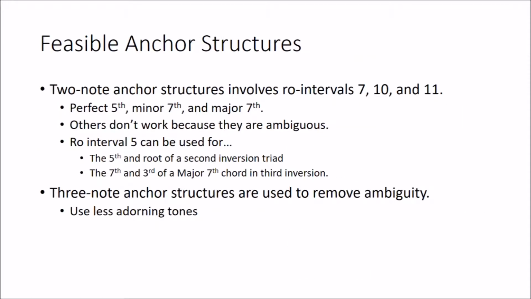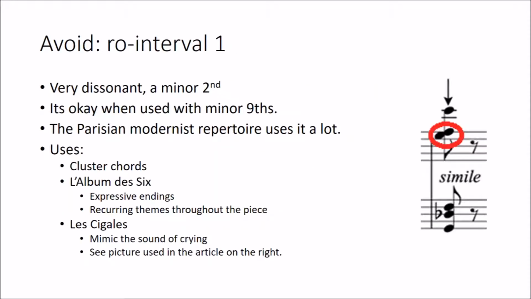You can use a third anchor note if you want to, but you'll use fewer adorning tones. Also, avoid the RO interval 1 chords. That's a minor second. However, it has the same pitch class as a minor ninth, which can sound nice in certain cases. I use it a few times when I want to use an extended chord.